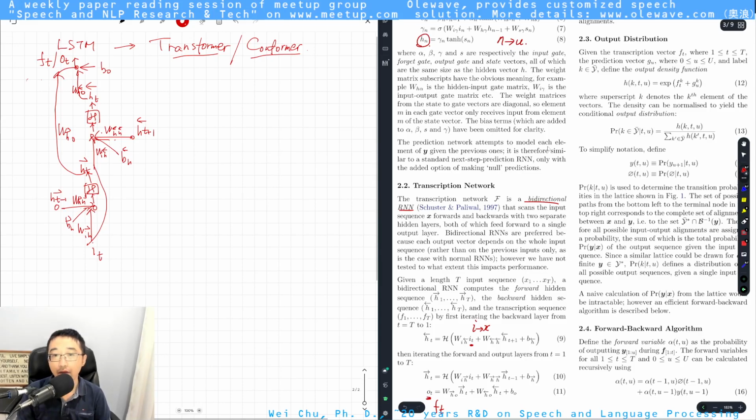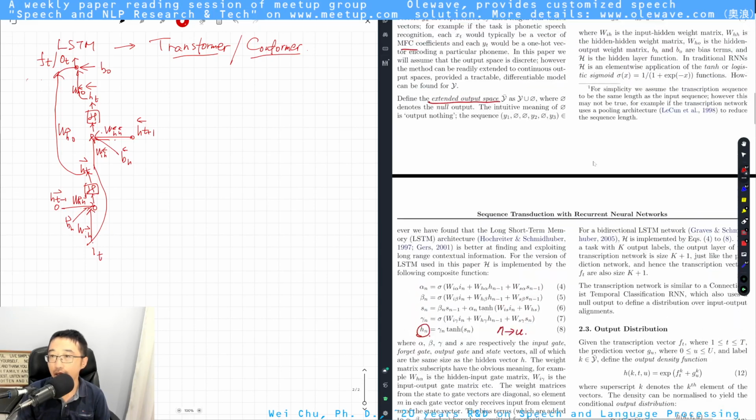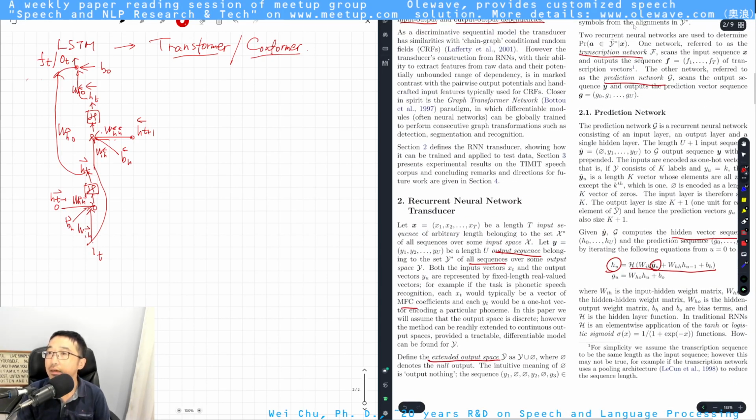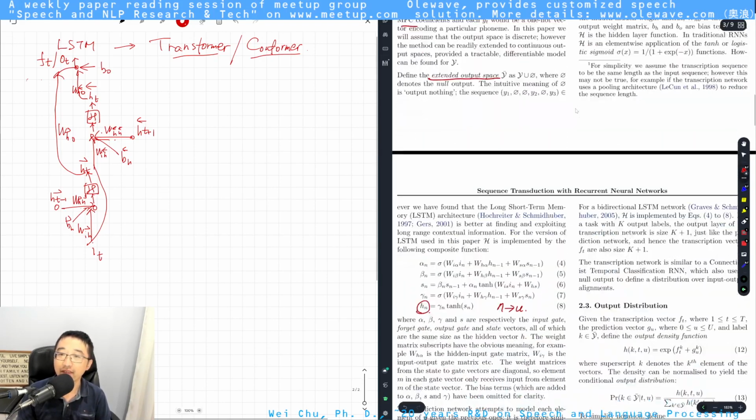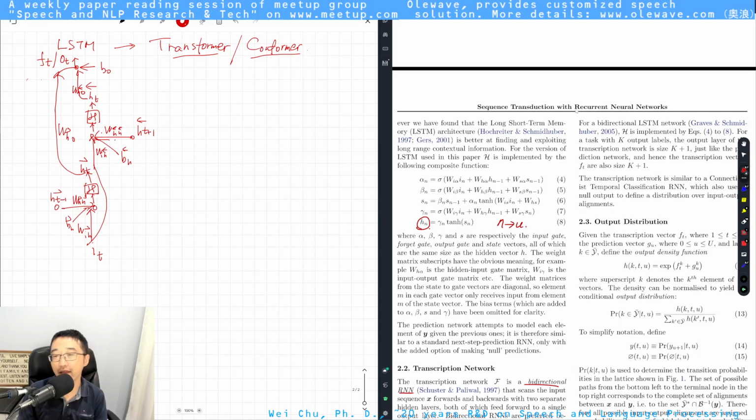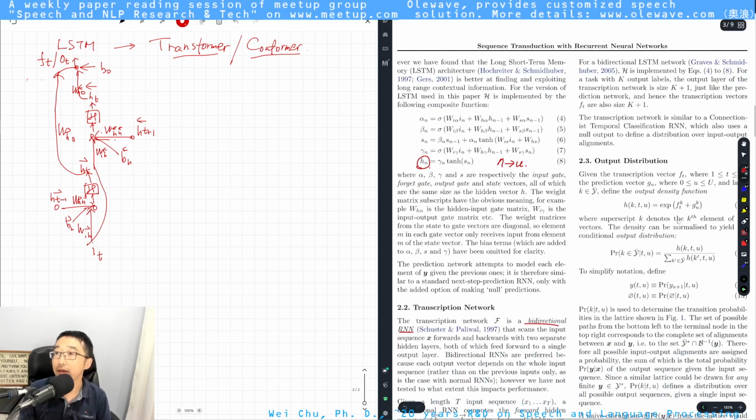Then what did he call this vector? He called this the transcription vector. The naming is very unique. Nowadays, I think not a lot of people call this a transcription vector. He also talked about how you can replace this with a bidirectional LSTM, and it's supposed to be better than the RNN.